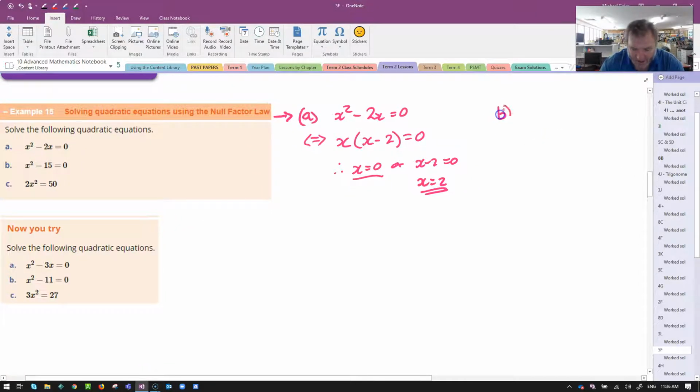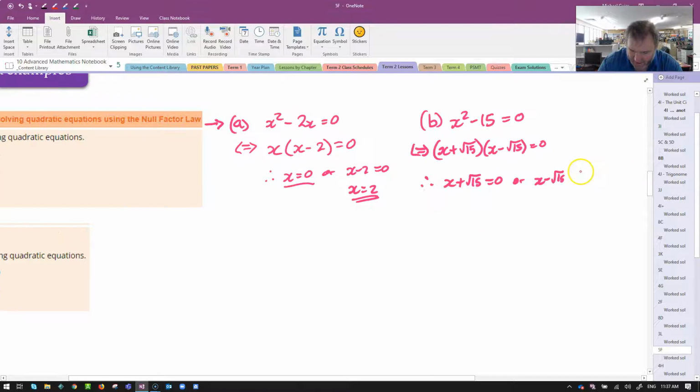x squared minus 15. Who's excited already? Not just me, I hope. Your favourite rule in maths. How am I going to factorise this? That's right, your favourite rule in maths: x plus root 15, x minus root 15, equals 0. That's what that's equivalent to. So therefore, either the first bracket, x plus root 15 equals 0, or the second bracket, x minus root 15 equals 0. From that we get x equals negative root 15 or x equals positive root 15.